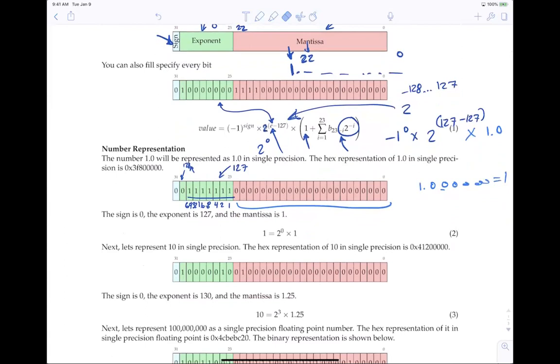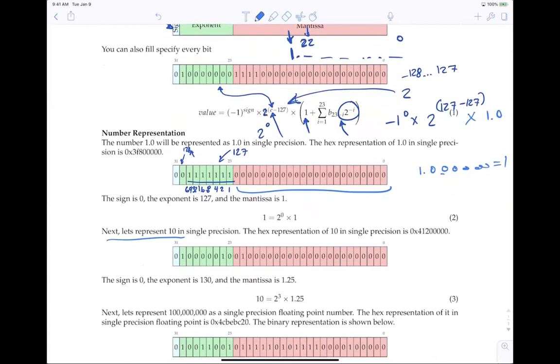Okay, let's try a slightly more complicated example. Let's try to represent 10 in single precision floating point. How are we going to do this? Let's look at the mantissa first. We have a 1 here and a 1 here. Let's do the math again quickly. This position is the 128th, so we have 128, and this is a 1 and a 2, so we have 128 plus 2. Our exponent is equal to 130. All right, that's going to be good.